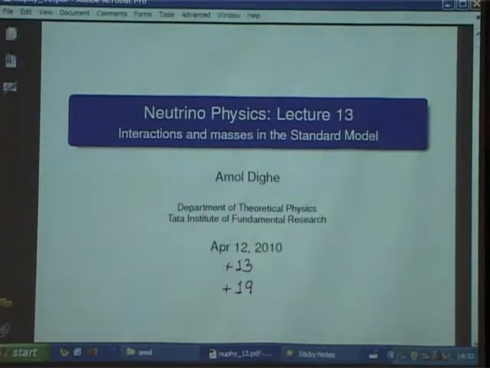Since it has been almost a week, let me just try to remind you of what we were doing. So first thing we were doing is trying to look at the standard model Lagrangian in steps. I'm going to go extremely quickly, as in 5 seconds per slide.